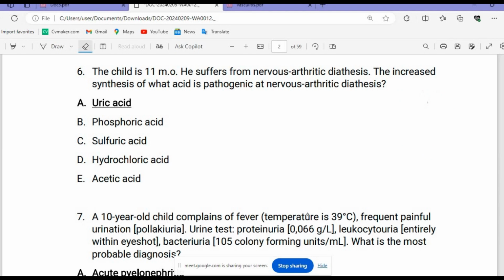The child is 11 months old. He suffers from the nervous arthritic diathesis. The increased synthesis of what acid is pathognomonic in nervous arthritic diathesis?